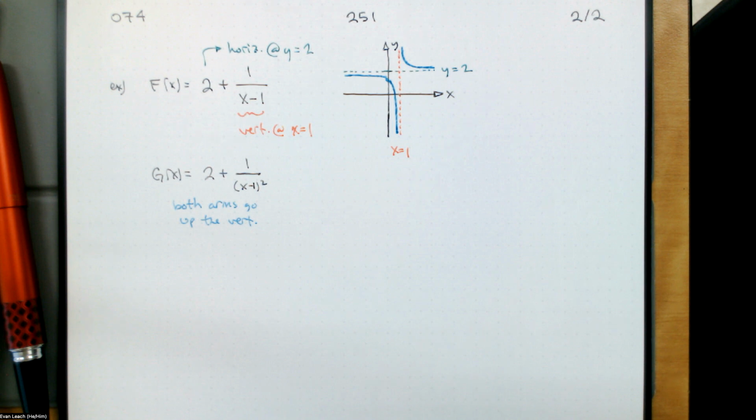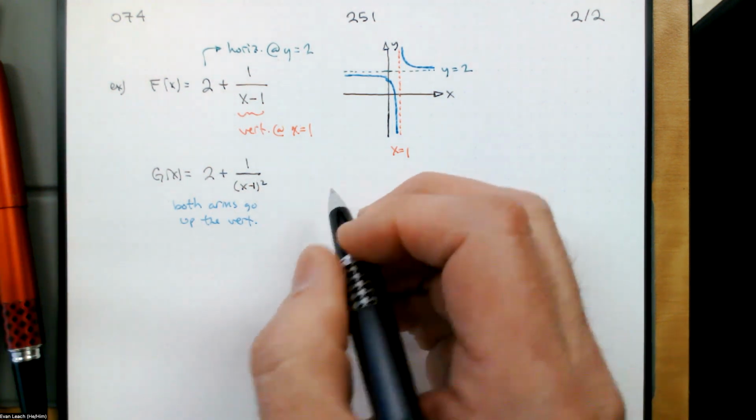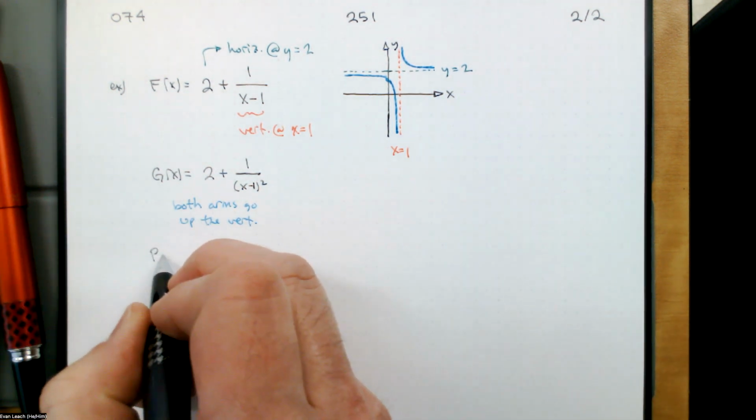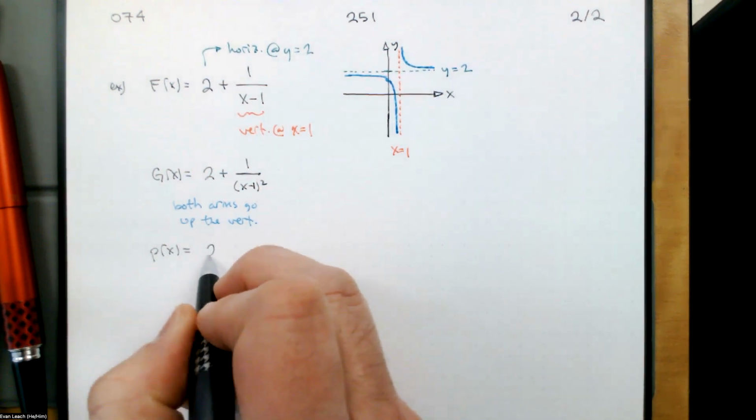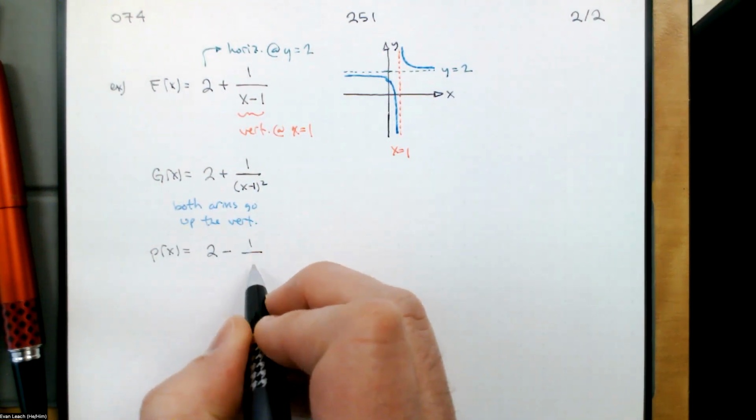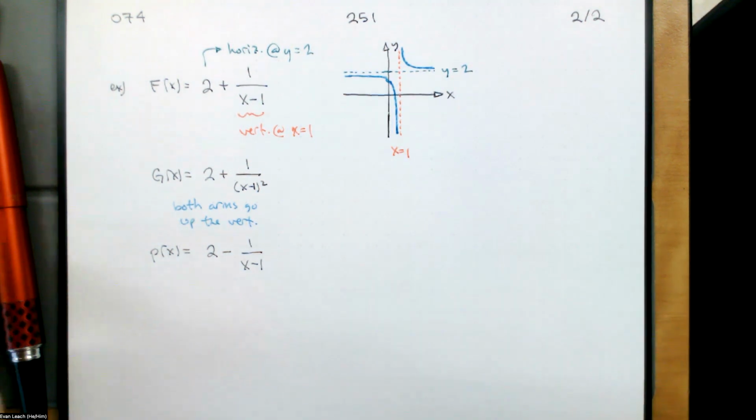Other variations. If I take the part that I'm subtracting, and instead of doing 2 plus this fraction, I do 2 minus this fraction, I'm reflecting the fraction part.